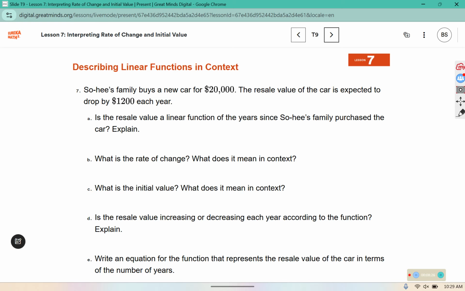Number 7, Sohi's family buys a new car for $20,000. The resale value of the car is expected to drop by $1,200 each year. Is the resale value a linear function of years since Sohi's family purchased the car? Explain. Yes, it is linear because it's going to decrease at a constant rate.